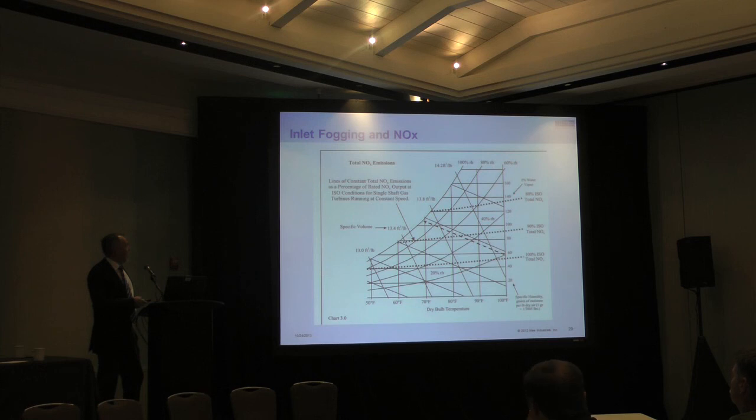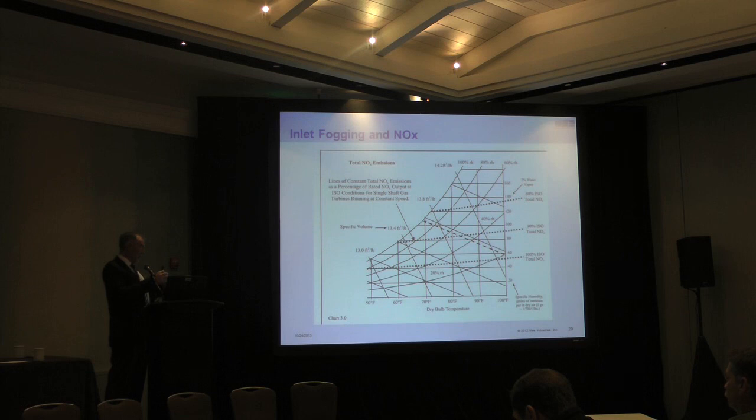Inlet fogging and NOx is a wonderfully complicated chart. Fogging does reduce NOx, typically by about 10 to 20%. And it's because the humidity of the working fluid is raised so that there's fewer hot spots in the combustor and there's less transmission of heat by infrared.